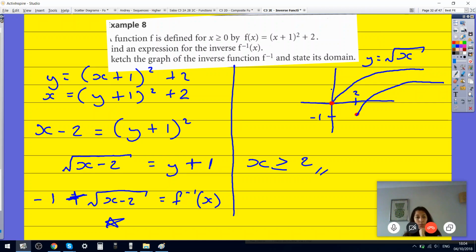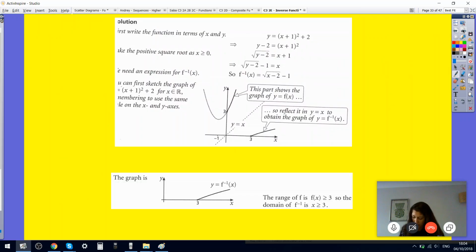Okay. So a square root graph looks like this, y equals root x, and then you can just transform it. 2 to the right, 1 down. Another way to do it would be to sketch the first graph, the f of x, and then do a reflection in the line y equals x. That strikes me as more work. Okay, this is what it looked like.